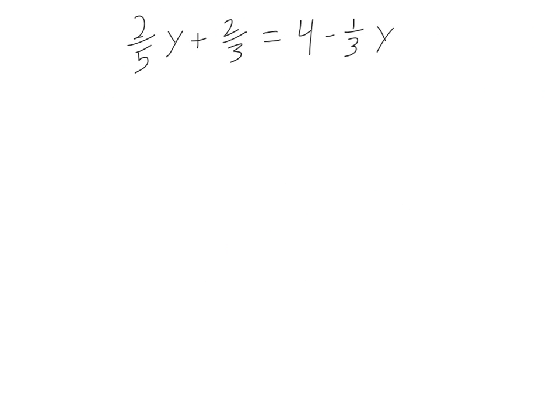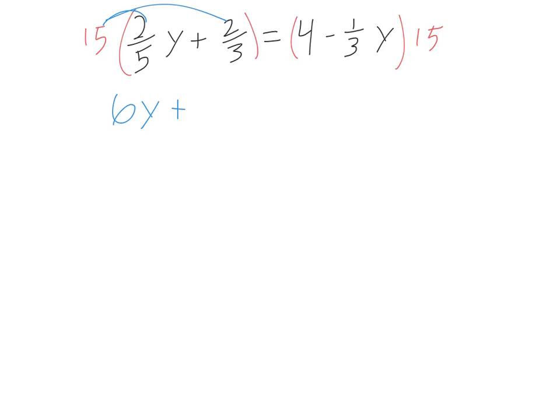So this problem deals with denominators of 5 and 3. So the least common multiple between 5 and 3 is 15. So I need to multiply both sides of this equation by 15. Okay, 15 times 2/5. Well, 15 times 2 is 30. Divided by 5 is 6. So that's 6y. Plus 15 times 2/3.